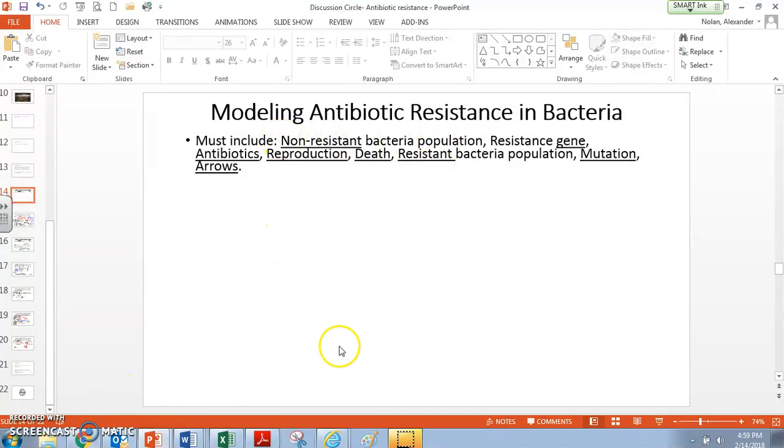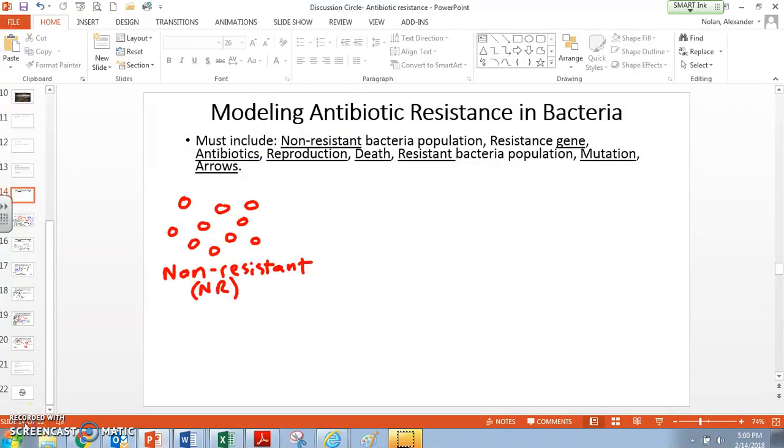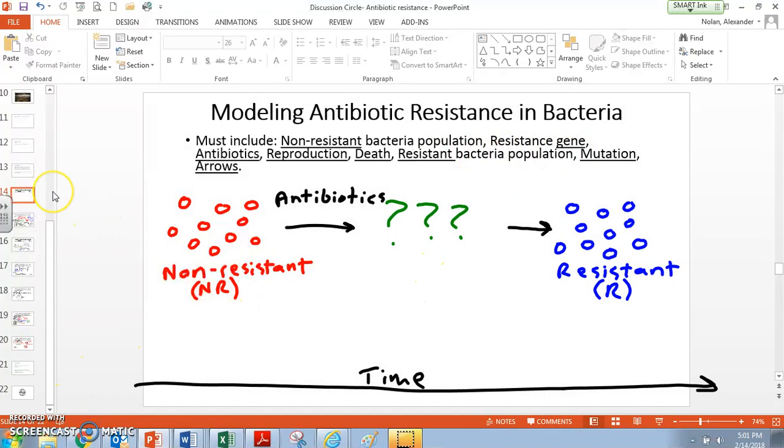So let's go ahead and throw that population up here. Okay, so here's our non-resistant bacteria. I'm color coding them red, we're just going to choose a color. We also have to recognize that they are being exposed to antibiotics, and then we end up with resistant bacteria. So I'm going to go ahead and add that as well. Okay, so I've included a few basic details here. We know our non-resistant bacteria, through some mysterious process, become resistant. So NR will stand for non-resistant, red, and then resistant will be blue, and that's R.